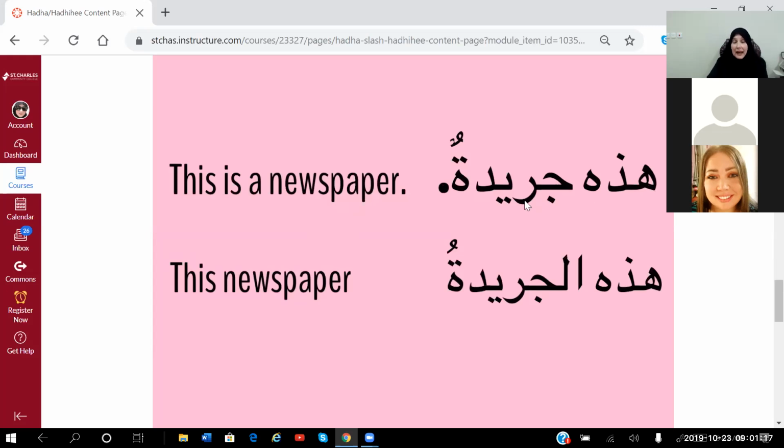So it's hadihi and the noun, an indefinite noun, okay? And you'll notice that there is no word for "is" in Arabic. You don't need one. So hadihi jaridatun. This is a newspaper. If we add an alif lam in between hadihi and jaridatun, it becomes hadihi el jaridatu. And that means this newspaper, this particular newspaper. So we use hada with a masculine noun and we use hadihi with a feminine noun.